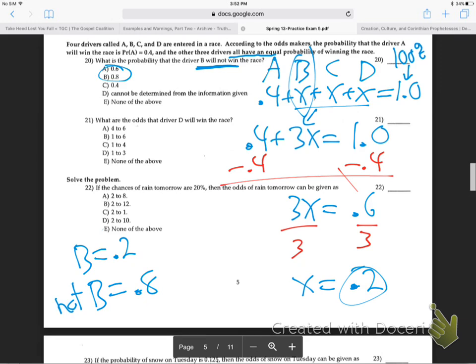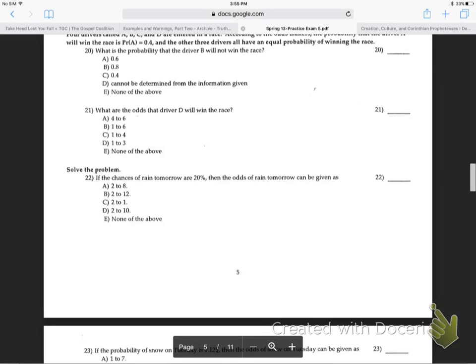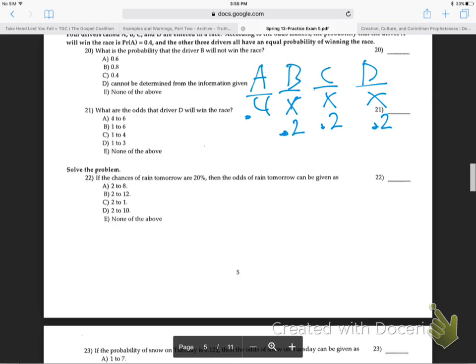And then 21. What are the odds that driver D will win? You got that down okay? Odds, so again, what do we have? A, B, C, and D. This was 0.4. These were all x, and we solved for x. They're all 0.2, aren't they? That makes sense. That adds up to 1.0, right? 0.2, 0.4, 0.6, 0.8, 1.0.